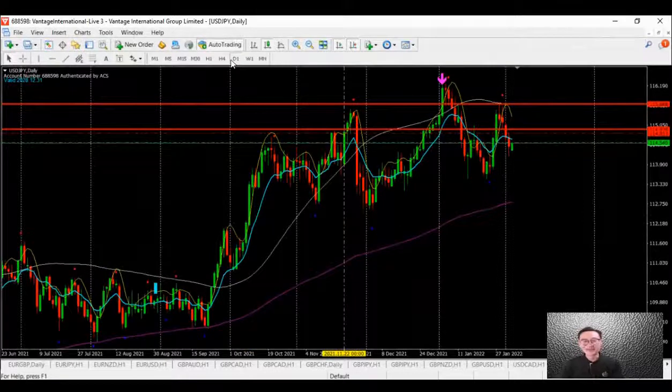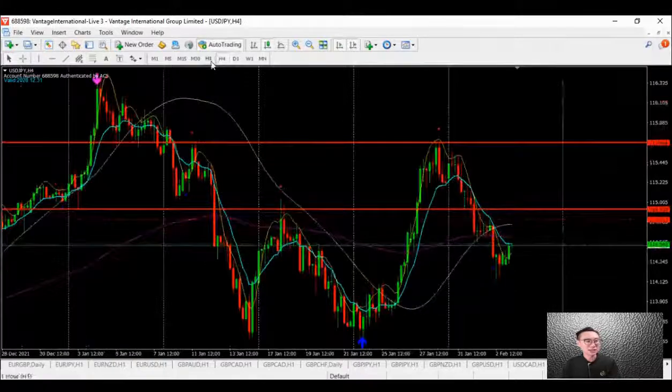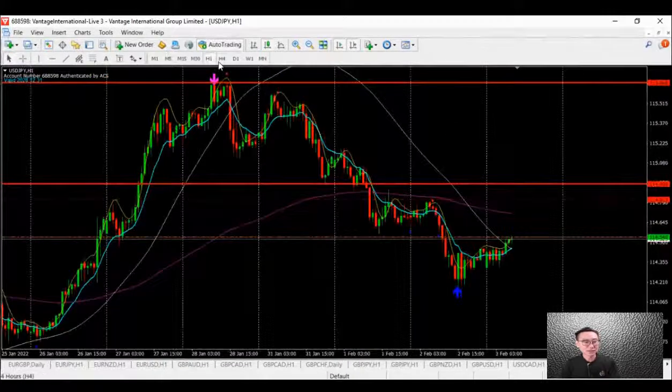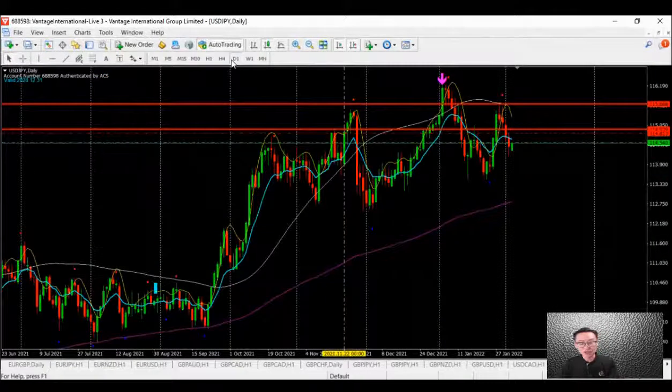How about dollar yen? Dollar yen is actually moving inside. But today is a retracement day for dollar yen, moving upwards as a buy. So tentatively, no selling as well. It's very obvious and very straightforward.